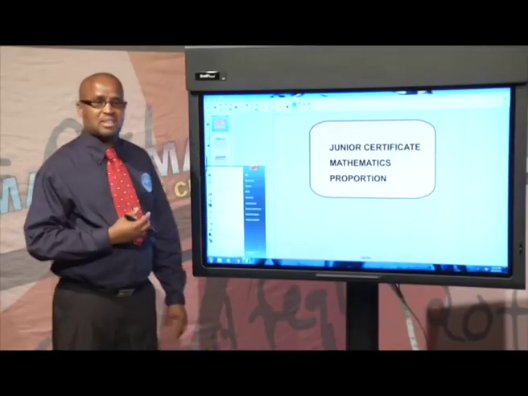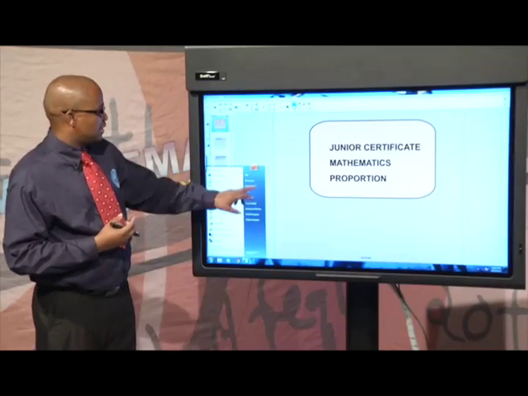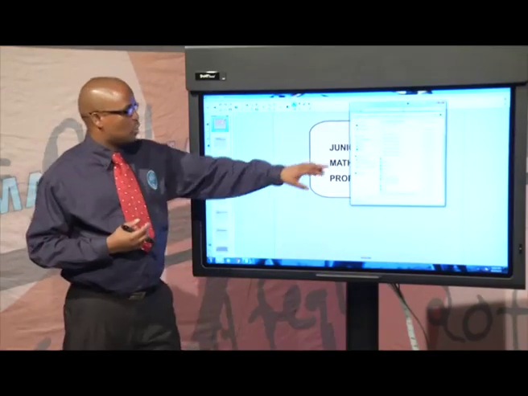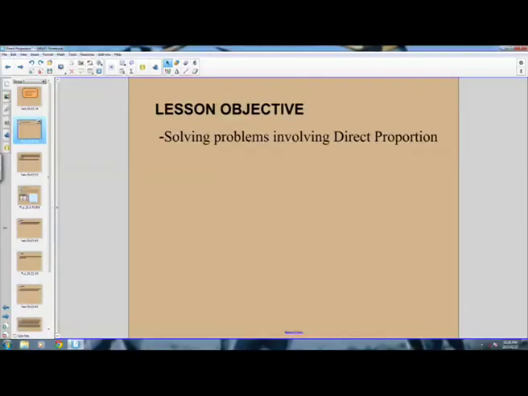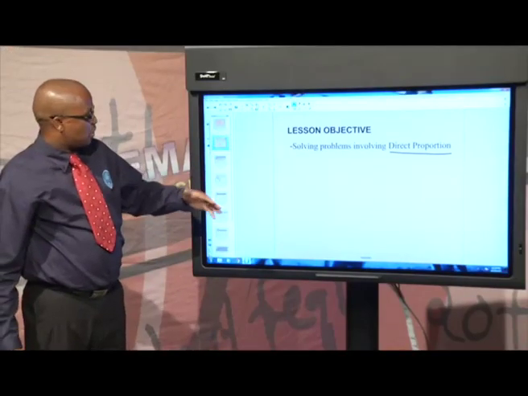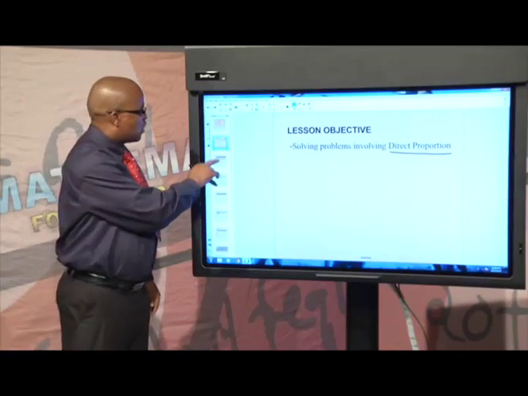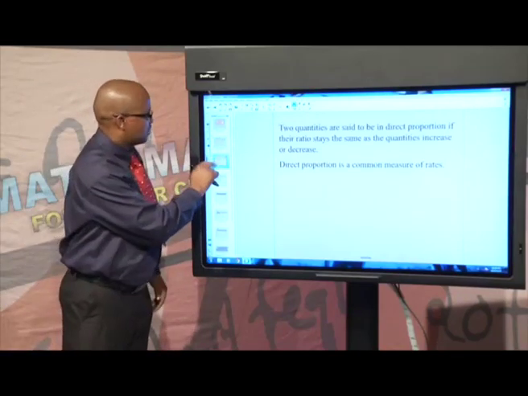Before we develop this topic further, let us have a look at what the objective says. That is what is going to guide us in our discussion today. The lesson objective simply says solving problems involving direct proportion. So this is what we are going to be dealing with. But before we can go on, let us have a look at what direct proportion is all about.